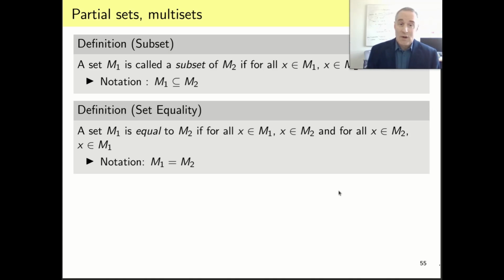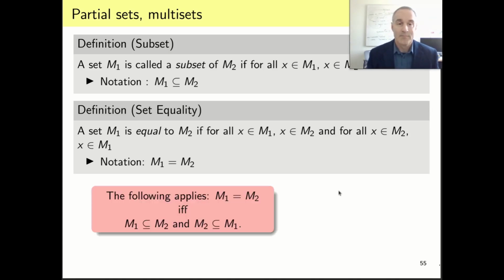A set M1 is equal to a set M2 if all elements of M1 are also in M2, and vice versa. Right? If it's bidirectional, then we know in fact they're equal. Everything in M1 is in M2, and everything in M2 is in M1. So M1 is equal to M2 if and only if, that's the IFF symbol, M1 is a subset of M2 and M2 is a subset of M1. Subset meaning subset or equal, not a proper subset.